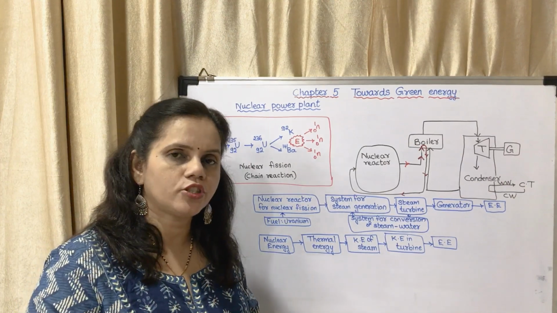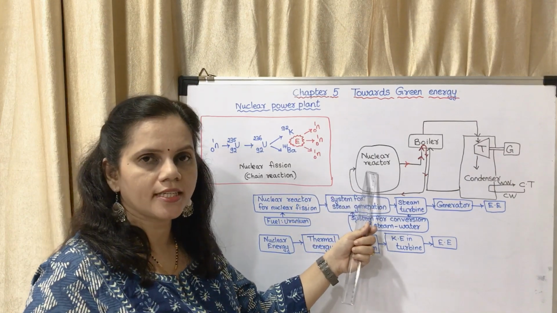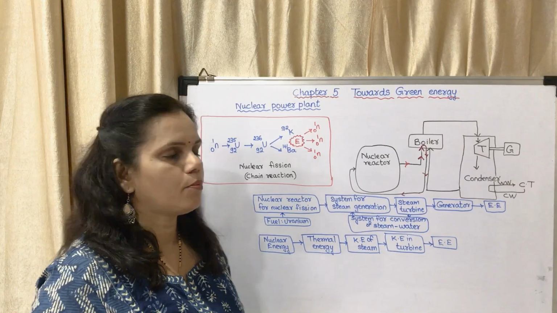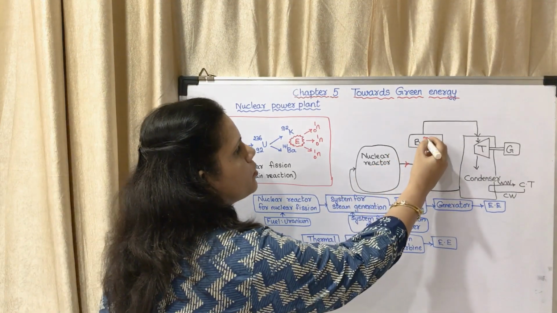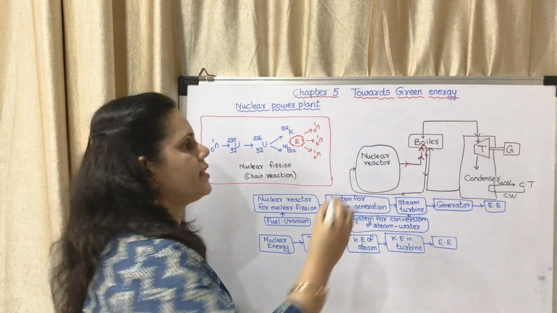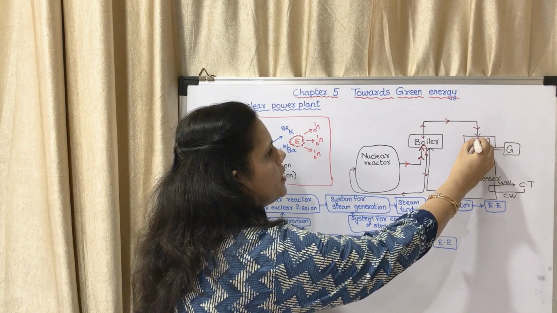But basically you should understand that the heat energy produced in the nuclear reactor is used to boil the water in the boiler. What happens? Steam is produced. The steam will go up, move and fall onto the turbine. The T which is shown is a turbine.